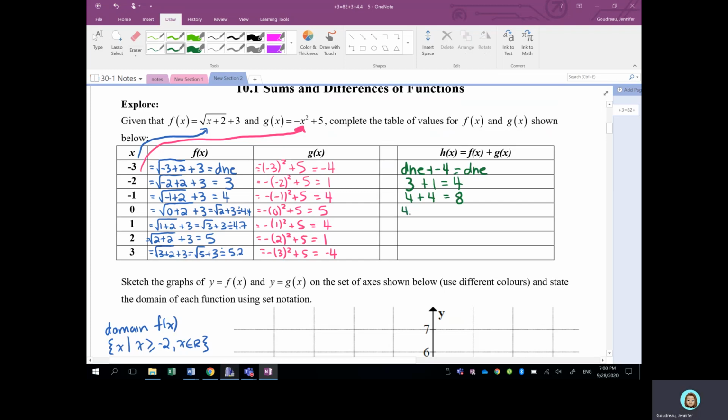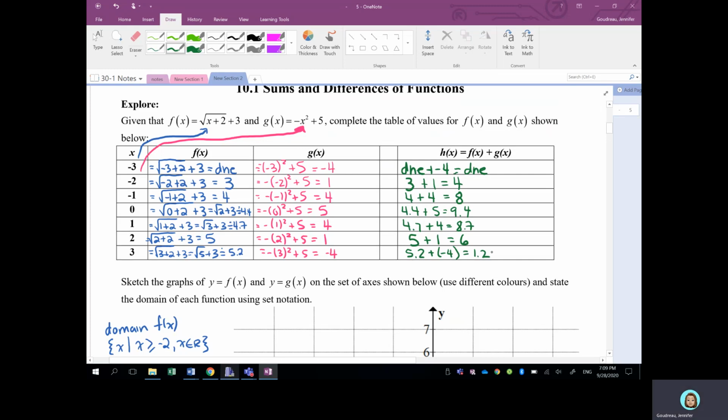This one, approximately 4.4 plus 5 is about 9.4. About 4.7 plus 4 is 8.7. At x equals 2, the y value for f at x is 5. For g at x, it was 1. So for h at x, it's 5 plus 1, which is 6. And then we are going to add the 5.2 and the -4, which gives us positive 1.2.